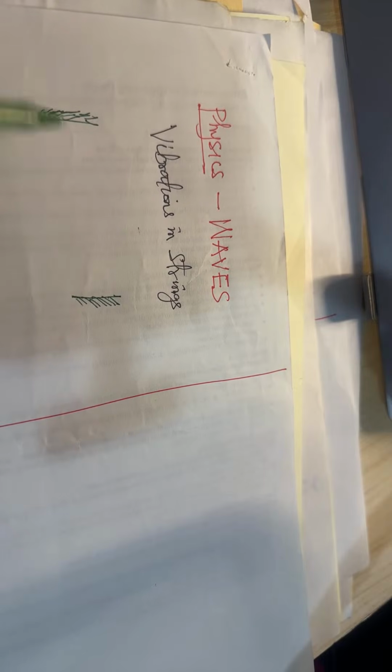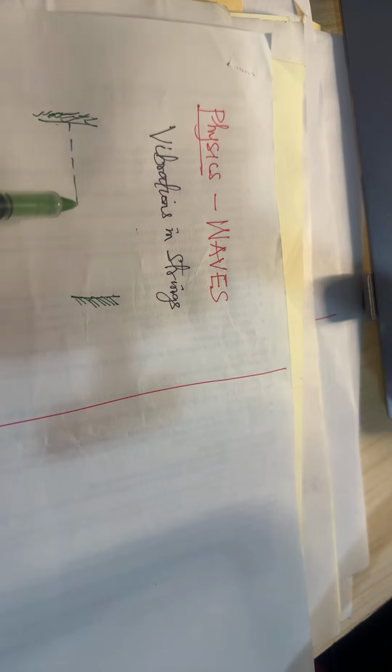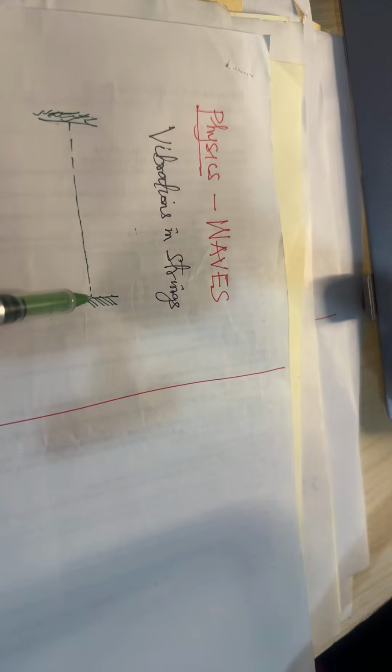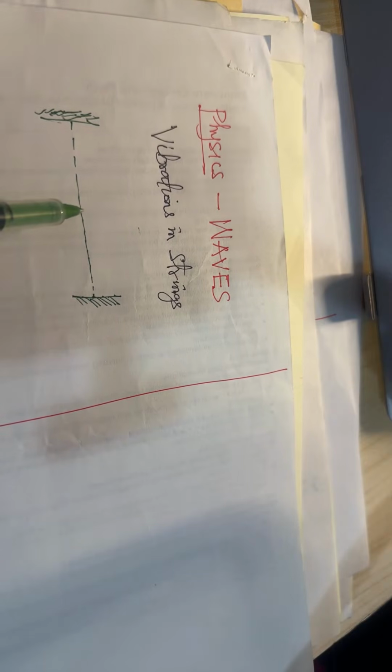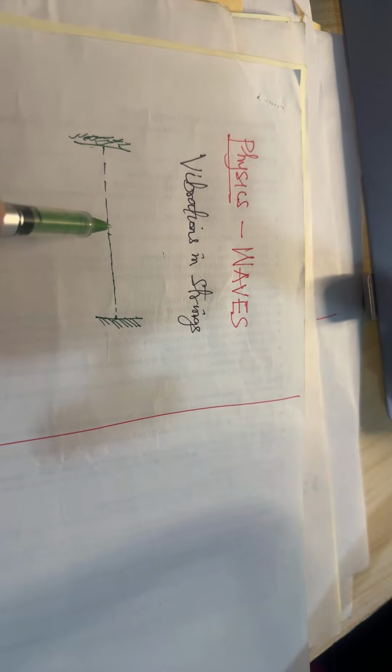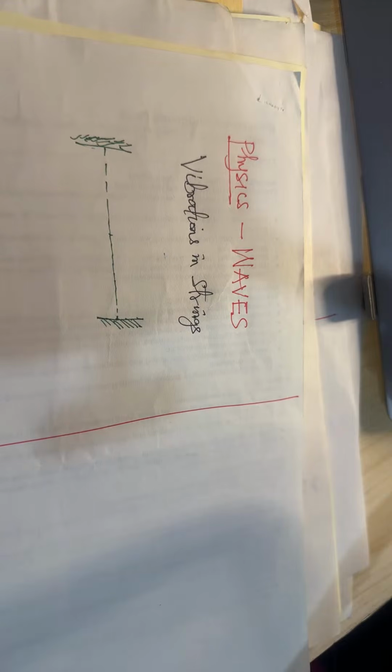All right. So when a stretched string fixed at both ends is gently plucked, if this is a string fixed at both ends and it is gently plucked at the middle here, just like your bass guitar, what happens? There is what we call a transverse stationary wave. That transverse stationary wave is going to look like this.